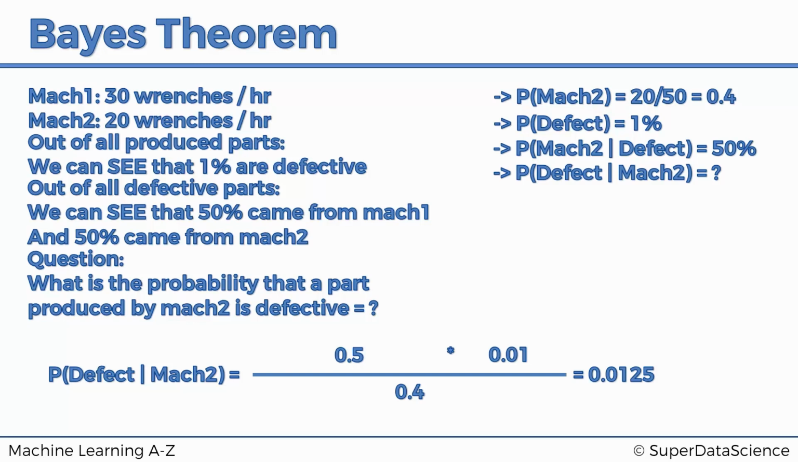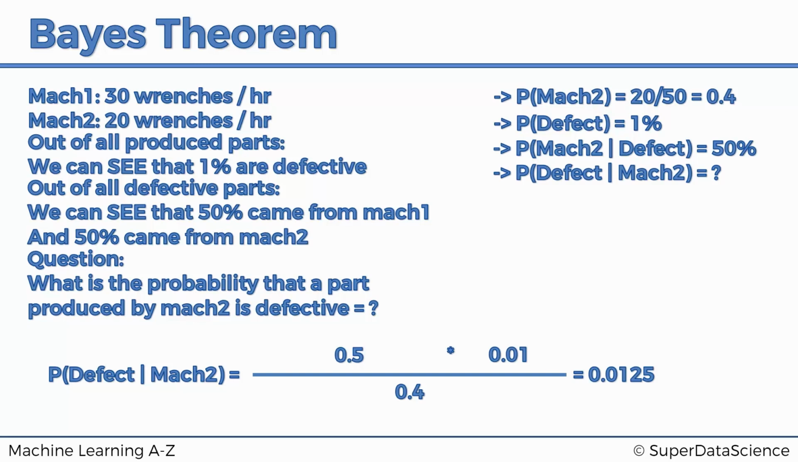That is the probability that machine 2 will spit out a defective part, right? So if you come up to machine 2 and you pick up a part, then the probability of that part being defective is 1.25%. Or the frequentist interpretation is, if machine 2 produced 1,000 parts, then according to Bayes' theorem, 12.5 of them will be defective.